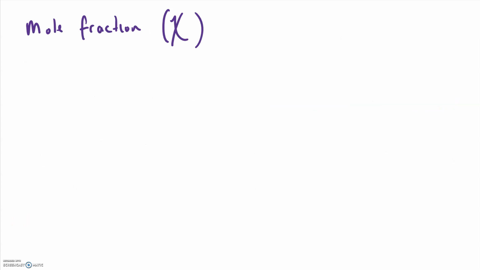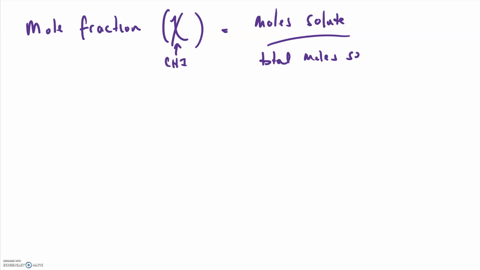All right, let's do this next one. This one's called mole fraction, and we're going to represent it with the Greek letter chi, depending on how you pronounce it. And this one's pretty straightforward. It is moles of solute divided by total moles of solute plus total moles of solvent.